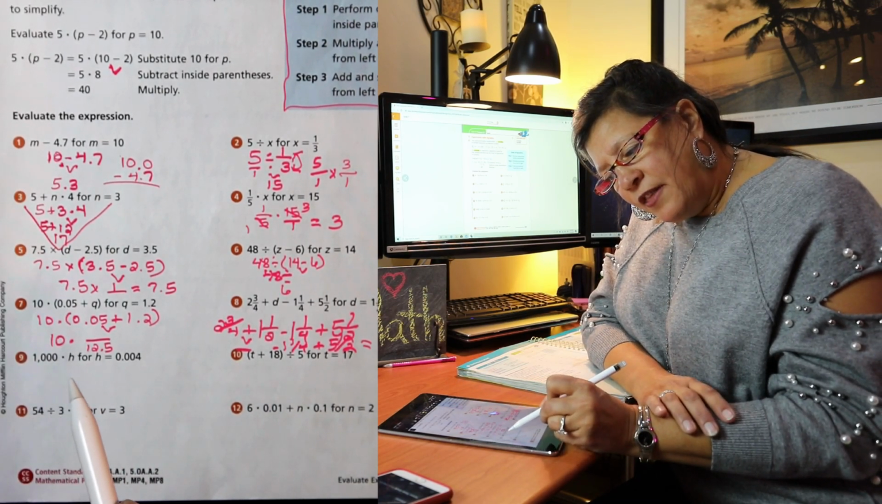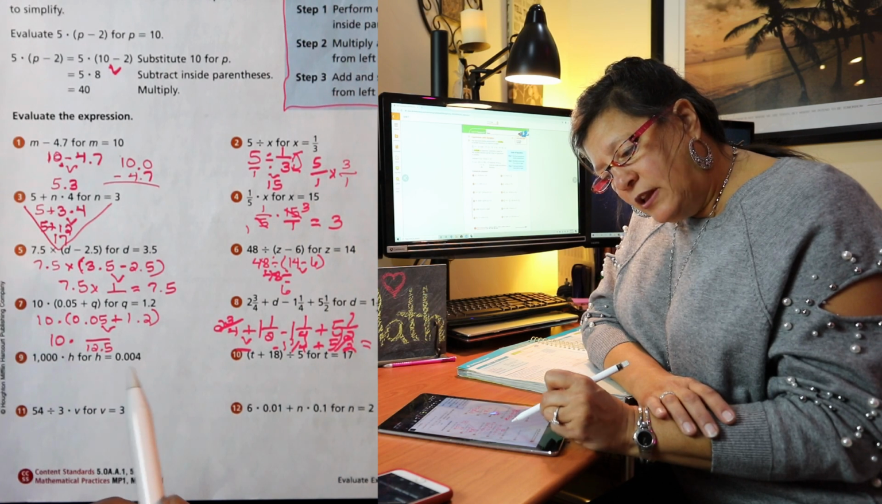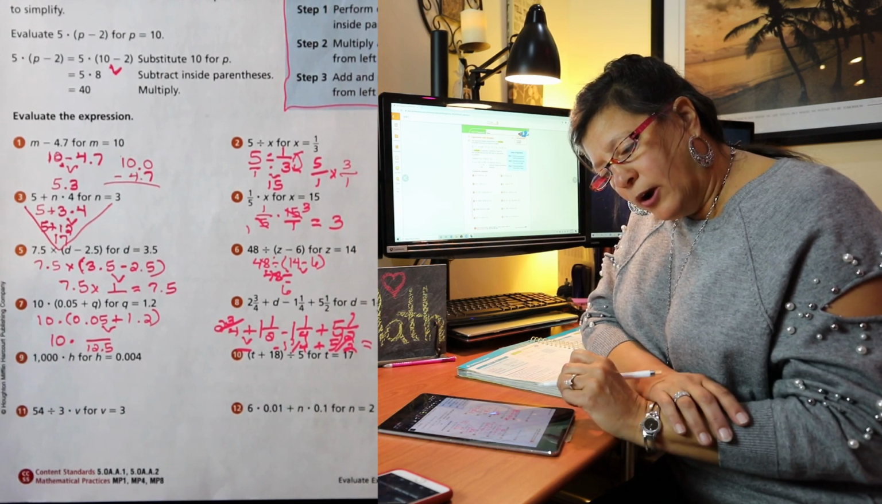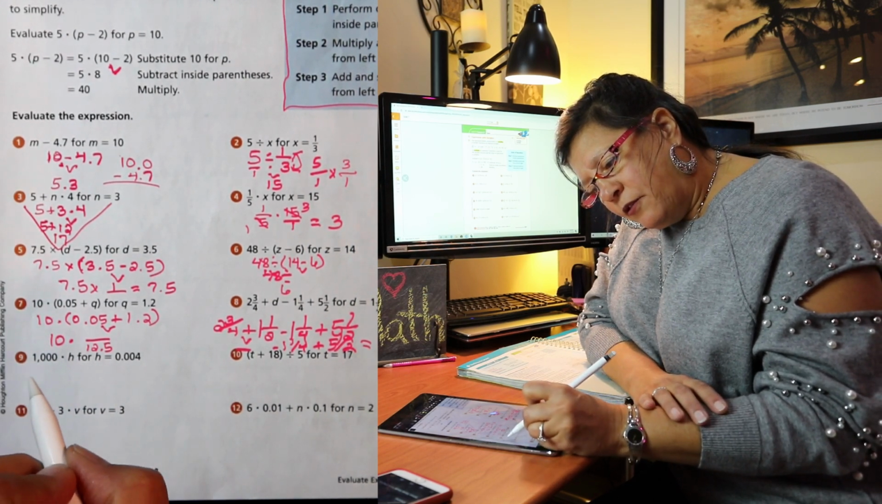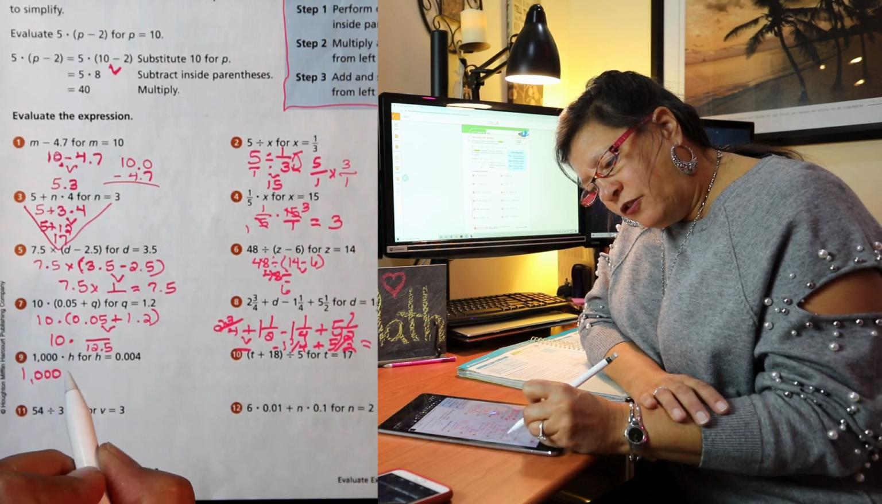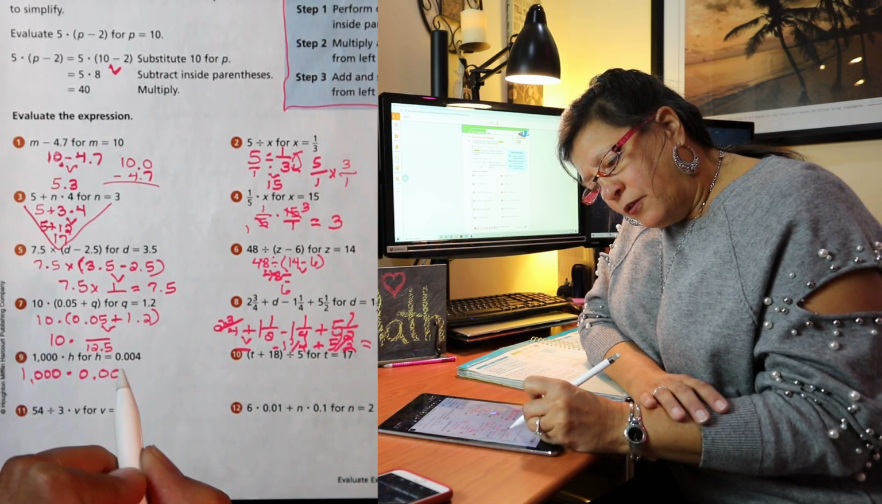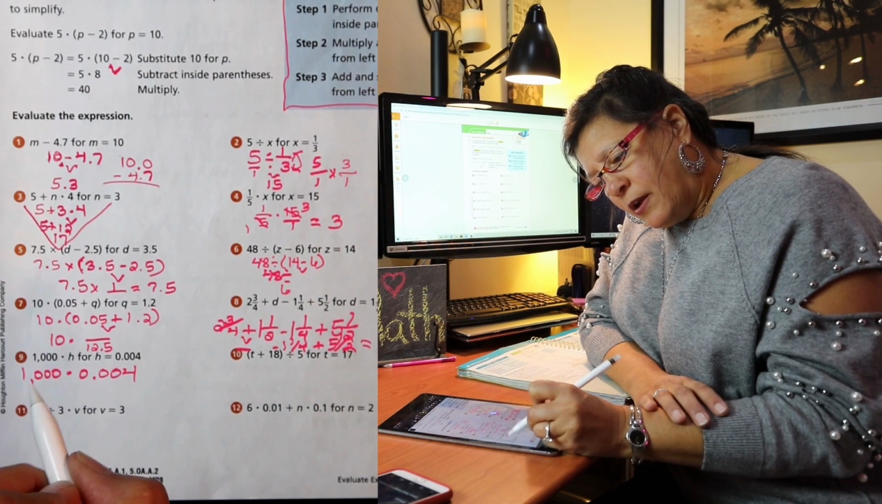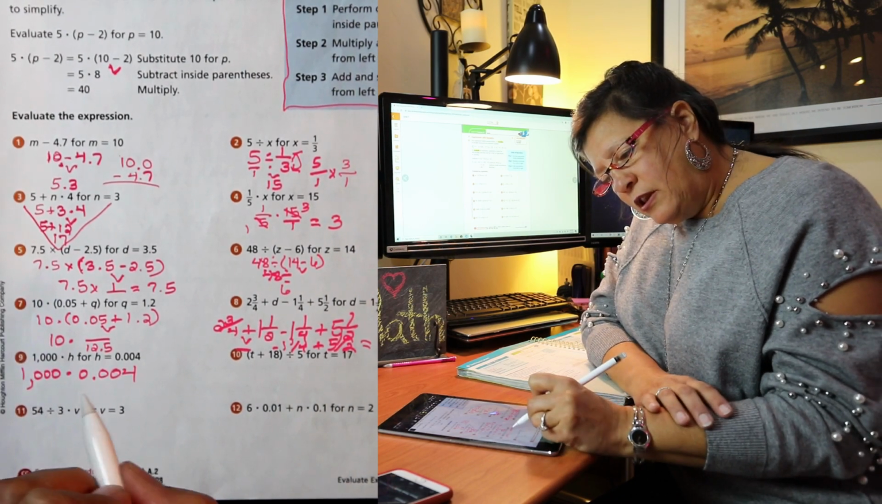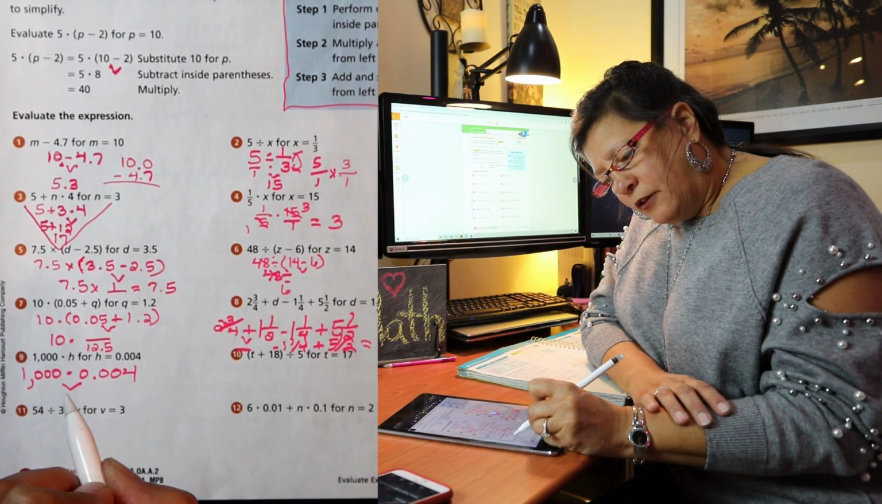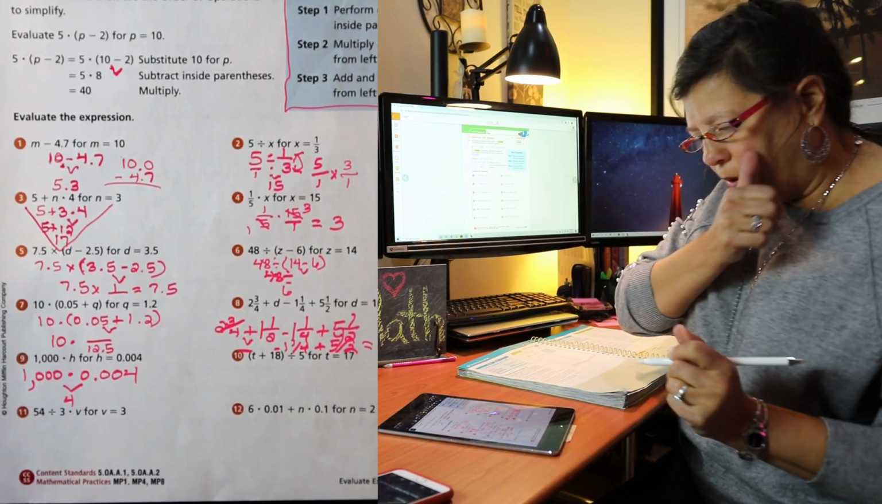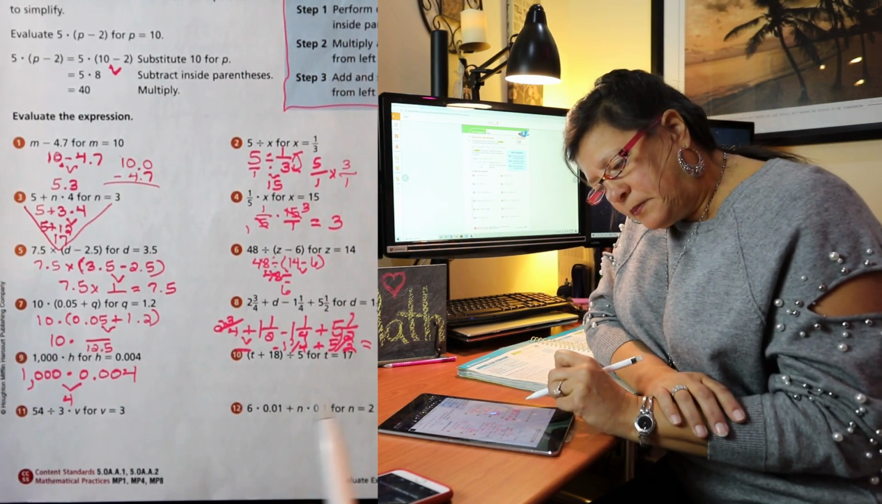Number 9, 1,000 times h, for h equals 0.004. Okay, so let's go ahead and replace the h with 0.004. Go ahead and do your multiplication. All right, and check your answer. You should get 4 if you multiply correctly.